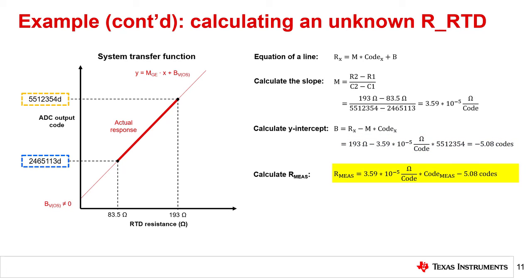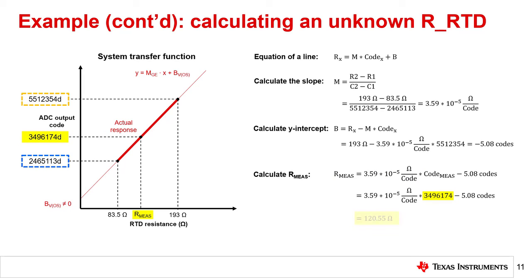Finally, we can derive an equation for any arbitrary measured resistance, Rmes. If we assume that the unknown resistance, Rmes, yields an ADC output code of 3,496,174 in decimal, we can then calculate that Rmes is 120.55 ohms. Now, let's convert this to a temperature.